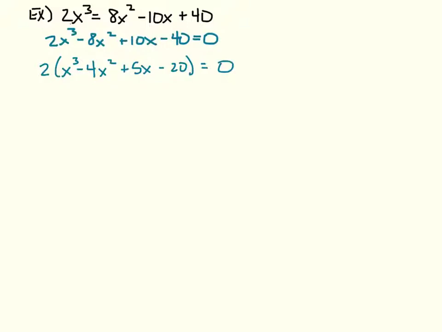Now, I'm going to factor this by grouping. So I'm going to group these 2 and these 2. All the while, I still have a 2 hanging out on the outside. So, x cubed minus 4x squared, what do those share in common? x squared. And x squared, and I'm left with x minus 4. Okay, 5x and negative 20, what do they have in common? 5. A positive 5, and I'm left with x minus 4.